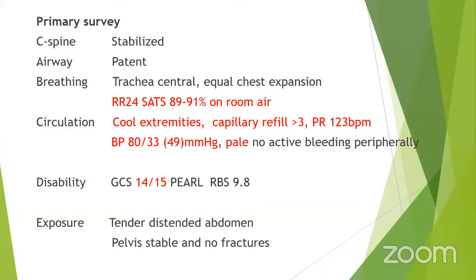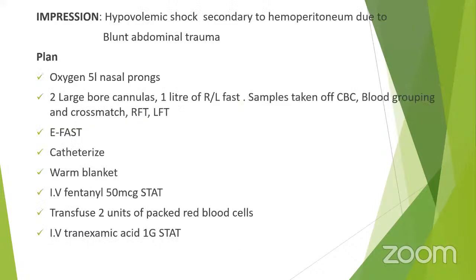Her blood pressure was 80/32 with a MAP of 49. She was pale, but we didn't see any active bleeding all over her body. Her GCS was 14/15, and her RBS at that time was 9.8. We exposed her. Her abdomen was tender, though there were no visible markings. Her pelvis was stable, and there were no fractures seen. A log roll was done, and no injuries were noted at the back. Impression was made of hypovolemic shock secondary to hemoperitoneum due to blunt chest trauma and blunt abdominal trauma.